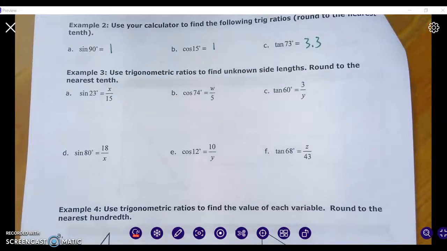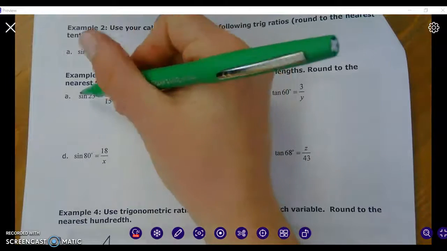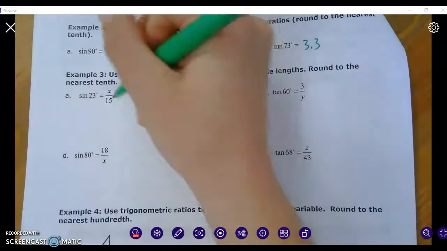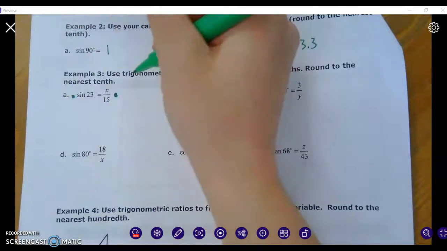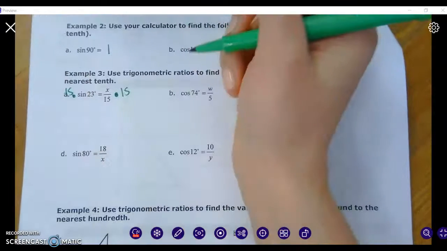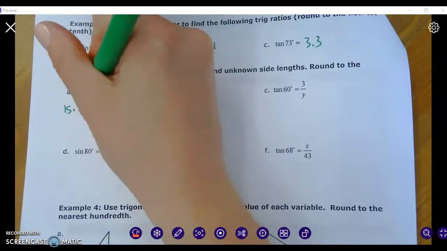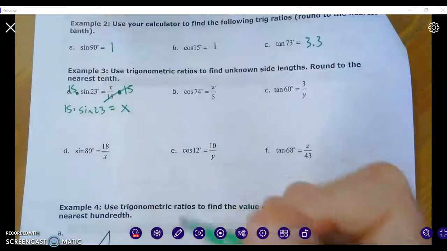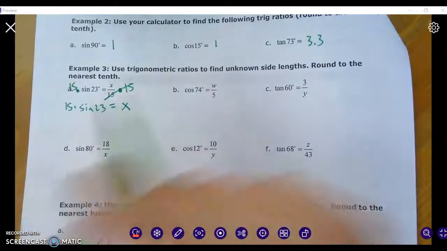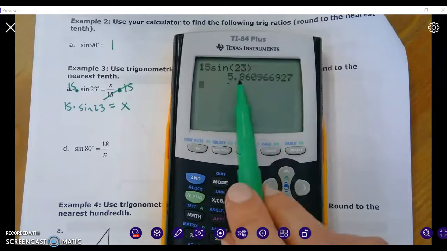Okay, in example 3, we're going to use the trig ratios to find unknown side lengths, and we're going to round to the nearest tenth. On this first one, we have sine 23 equals x over 15. Your first step is always to multiply both sides by the denominator, so we can get rid of that. So multiply both sides by 15, so that way that crosses out. So we have 15 times sine 23 equals x. And then once your variable is by itself, you're ready to use your calculator. So you're going to take 15 times sine 23 and round to the nearest tenth, so it's going to be 5.9.